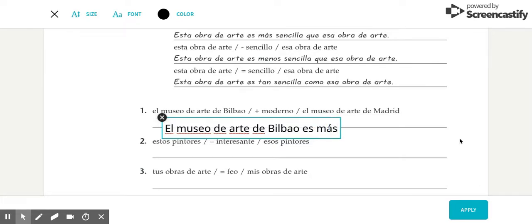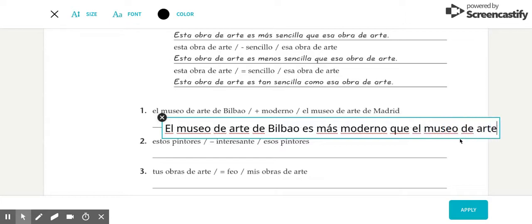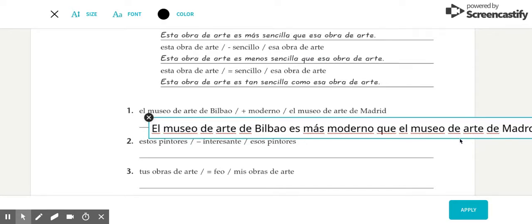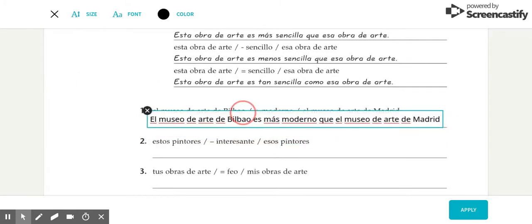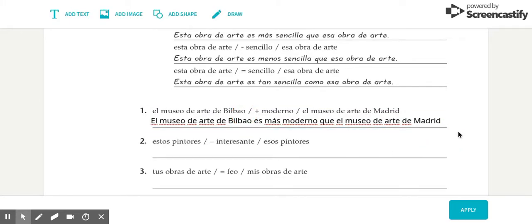Es más moderno. Now we're using moderno because el museo is actually masculine, so it's not going to change. Es más moderno que el Museo de Arte de Madrid. There it is. So that's my sentence. El Museo de Arte de Bilbao es más moderno que el Museo de Arte de Madrid.